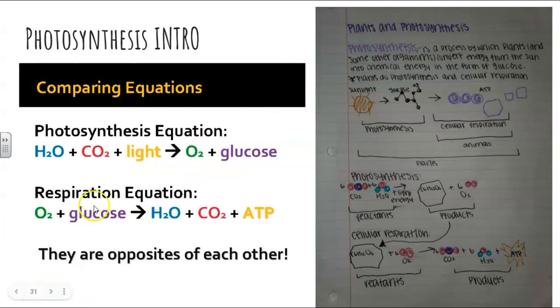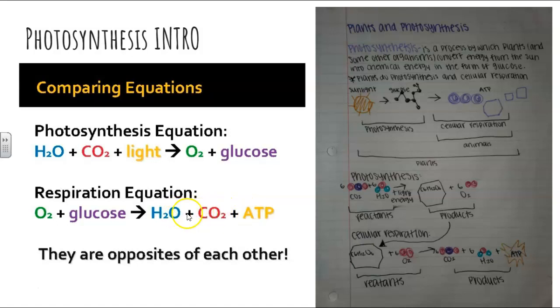So let's look at those equations. We already did the cellular respiration equation. I know this says respiration, but it's cellular respiration because it's happening on a cellular level. We know that in cellular respiration, we took a glucose molecule and oxygen, and these were our reactants, and we made water, carbon dioxide, but specifically we made ATP. That was the whole goal of it. And the water and the carbon dioxide were just waste products. So remember, in cellular respiration, oxygen and glucose were our reactants, and water, carbon dioxide, and ATP were our products.